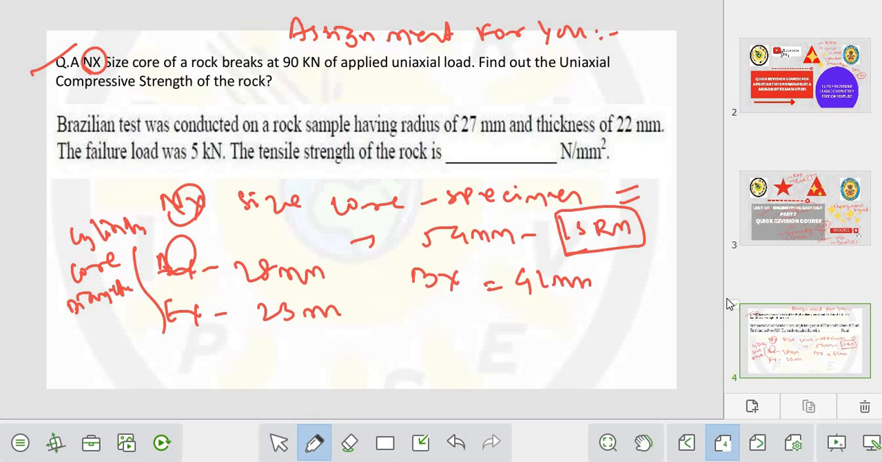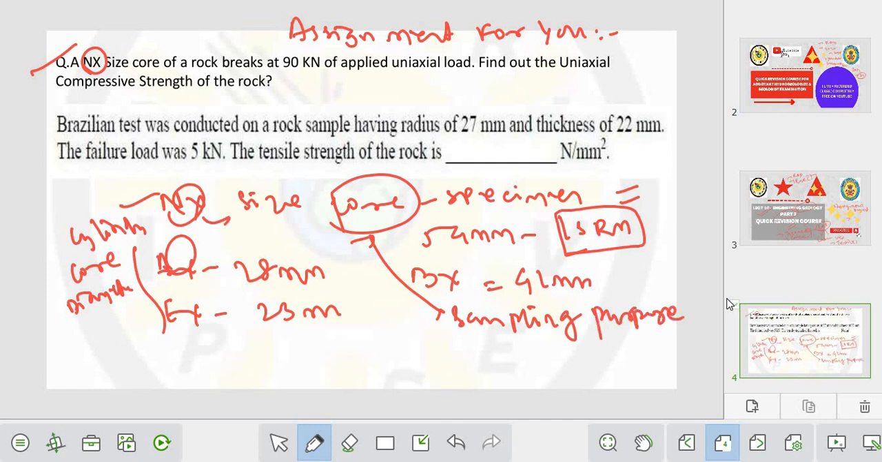We normally use the NX core in applications of rock mechanics and different types of tests we conduct in the lab. So we prefer the NX core for sampling purposes. When we take the sample, we normally bring the sample to 54 mm. Please do it. I already covered it in the last video, so please go through that particular video for the uniaxial compressive strength and tensile strength. I have discussed all those things.